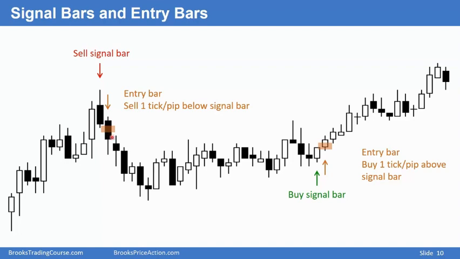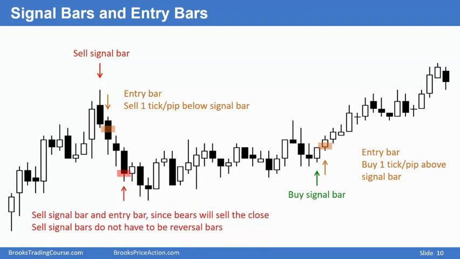Here, 2 bear bars, 3 bear bars, 4 bear bars, closing on its low. Of the 4 bear bars, all 4 closed at or below the midpoint and 2 closed on the low. This is a signal that the market's probably going at least a little bit lower. Some traders will sell that close. So it's both a signal bar and an entry bar. It does not have to be a reversal bar to be a sell signal bar.